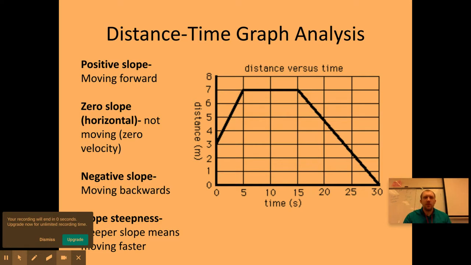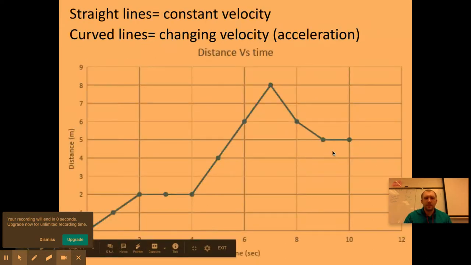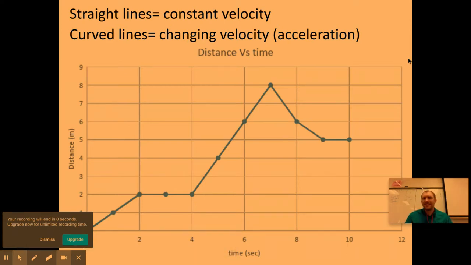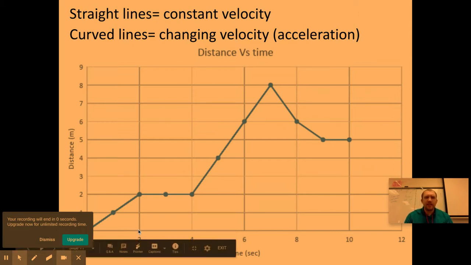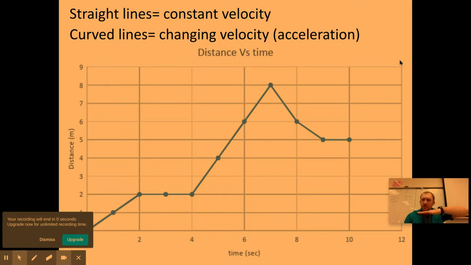So the last one for this graph, or for the graphs in general, is how to identify acceleration. Well, acceleration is any time that the slope changes. And it's really interesting. At 2 seconds here, you can see that this slope changes instantaneously. It goes from a positive slope to a horizontal slope. So it goes from moving to not moving at 2 seconds. Then at 4 seconds, it changes from not moving to moving once again.